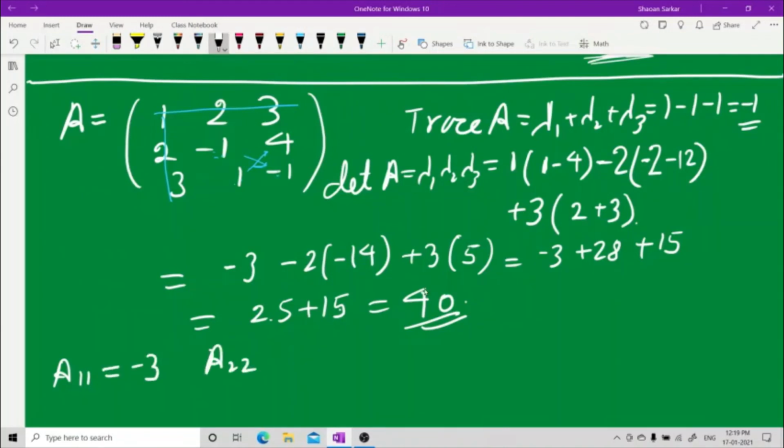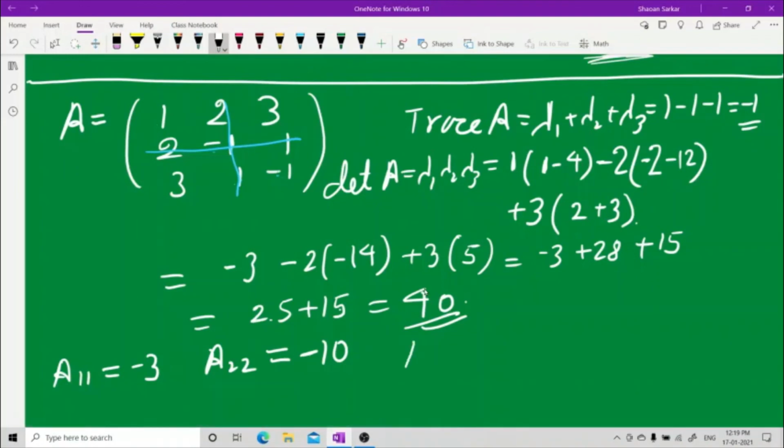A22. A22 is this way. Let me rub these colors. Now I will hide this one. 2 minus 1. Now I will hide this, and I'll hide this. And directly I will get minus 1 and minus 9. That is minus 10. I'll get minus 10.